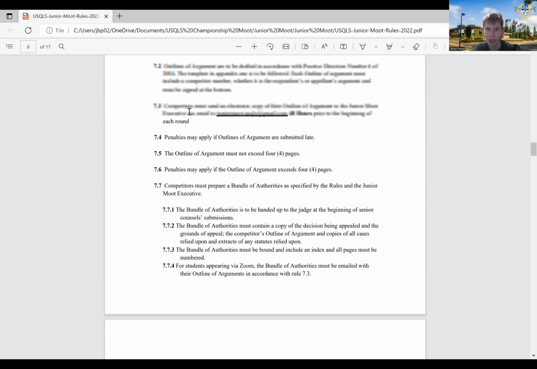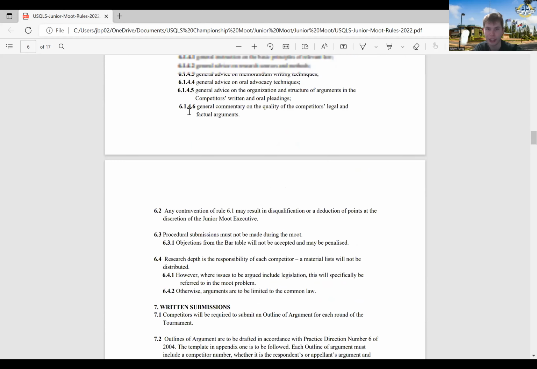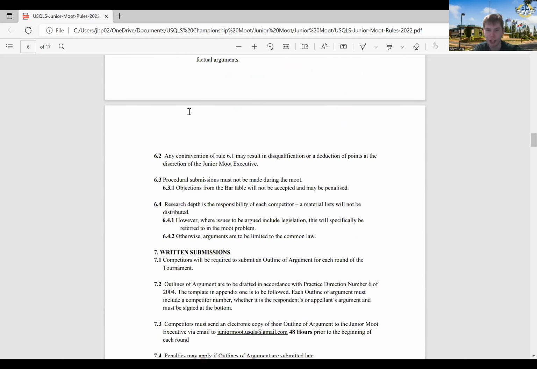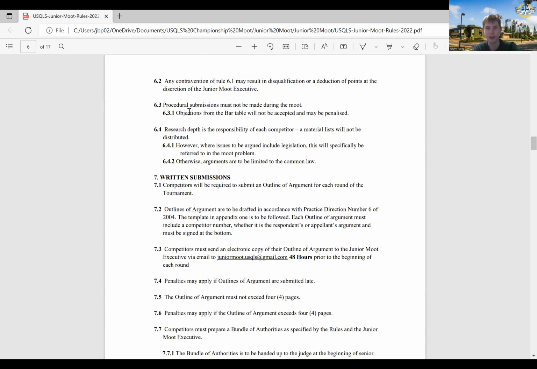So a lot of these rules, I think you should give a read through because it outlines what you need to do. So there's some stuff, preparation and research as such, written submissions. That explains you've got to send that in to me 48 hours before the round. Again, the rounds are going to be held in September, so you've got plenty of time to work on it, and I'll email you before then to see how you're going so far.